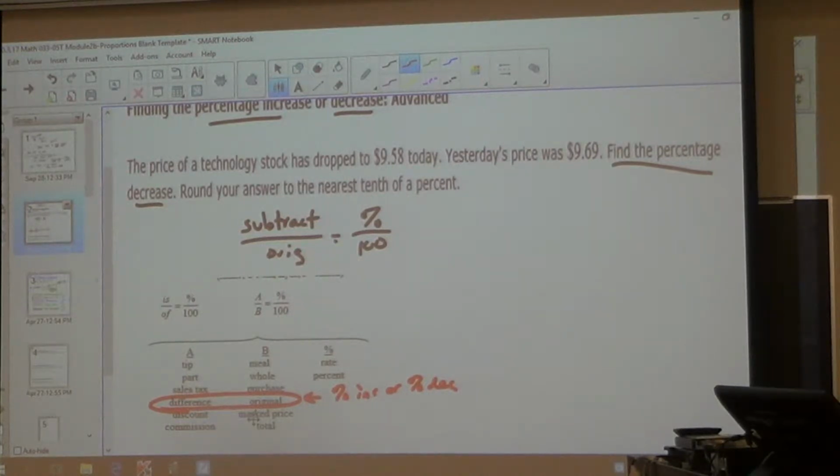So my difference is going to be when I do $9.69 minus $9.58. So when I subtract, I'm going to get 11 cents difference. Now, the original is the one that happened first. If this happened today and this happened yesterday, which one happened first? Yesterday. So today is what's happening now. Yesterday is what happened then. So original is the one that happened first.